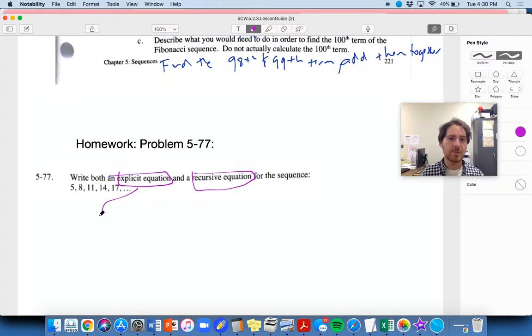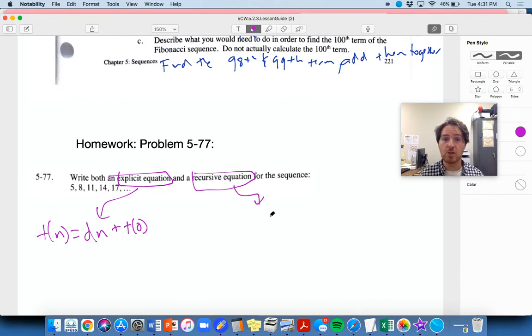I know my explicit equation is going to be in this form: T of n equals the common difference, because we're just doing arithmetic sequences right now, times whatever my term number is, and then I add in my initial value, my y-intercept. So it's going to be that form, plus, and that's a t, it looks like a plus sign, it's a little ugly.